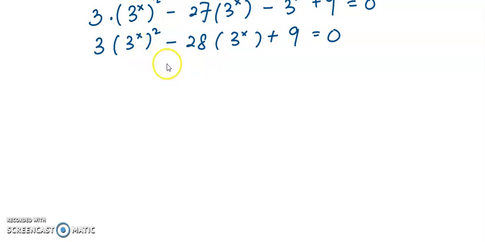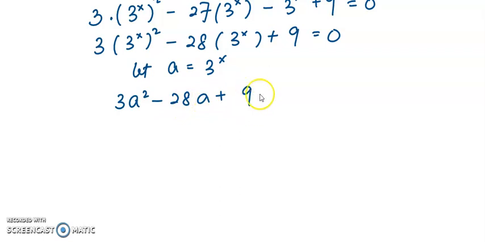To be more obvious, you can substitute the a as 3 power of x. Then rewrite the 3 power of x in terms of a. You get 3a squared minus 28a plus 9 equals to 0. So this now is exactly a quadratic equation. You can actually solve the quadratic equation, solve for the a, by using factorization.